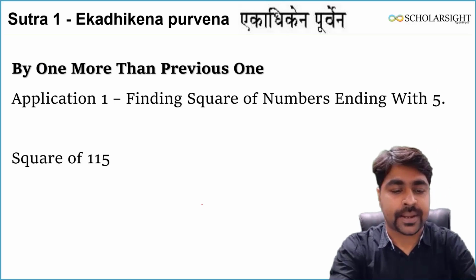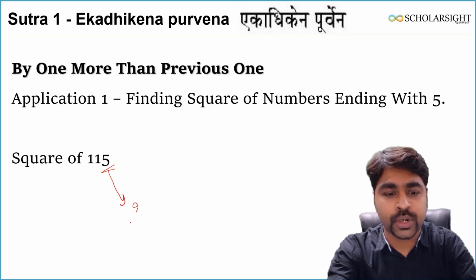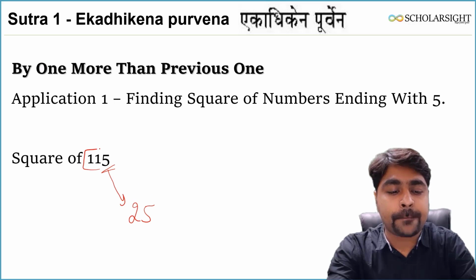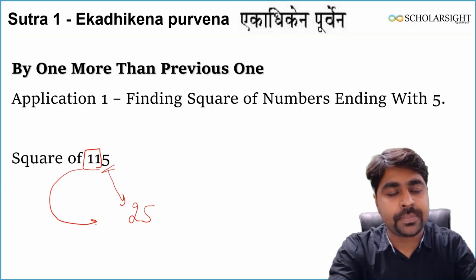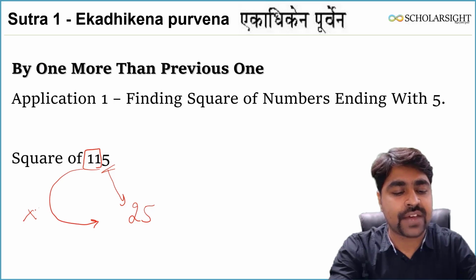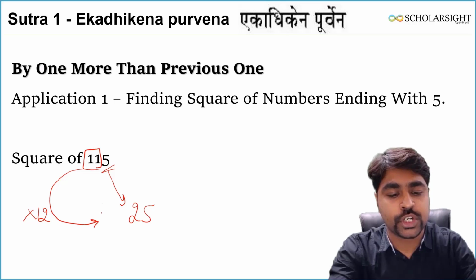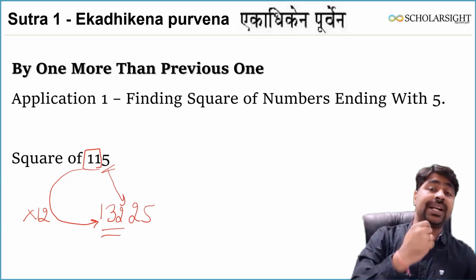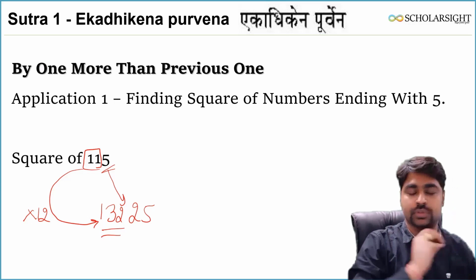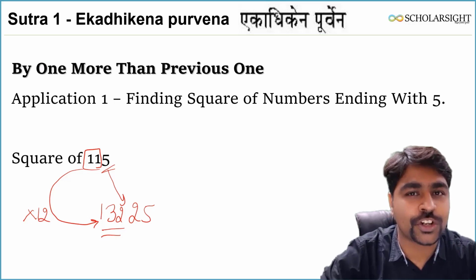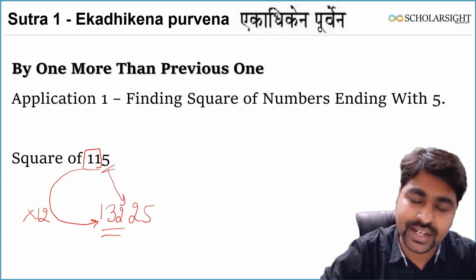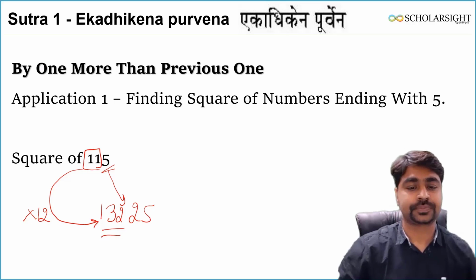Okay, so let's apply. 5 square is going to be 25. Applying Ekadikena Purvena to 11, that is, 11 being the previous number, I'll multiply 11 by 12. That is going to be 132. Now you will say that you already know the multiplication of 11 and 12. No, I did it on the spot. How? This is the food for thought that I'm going to discuss with you in today's session as well.